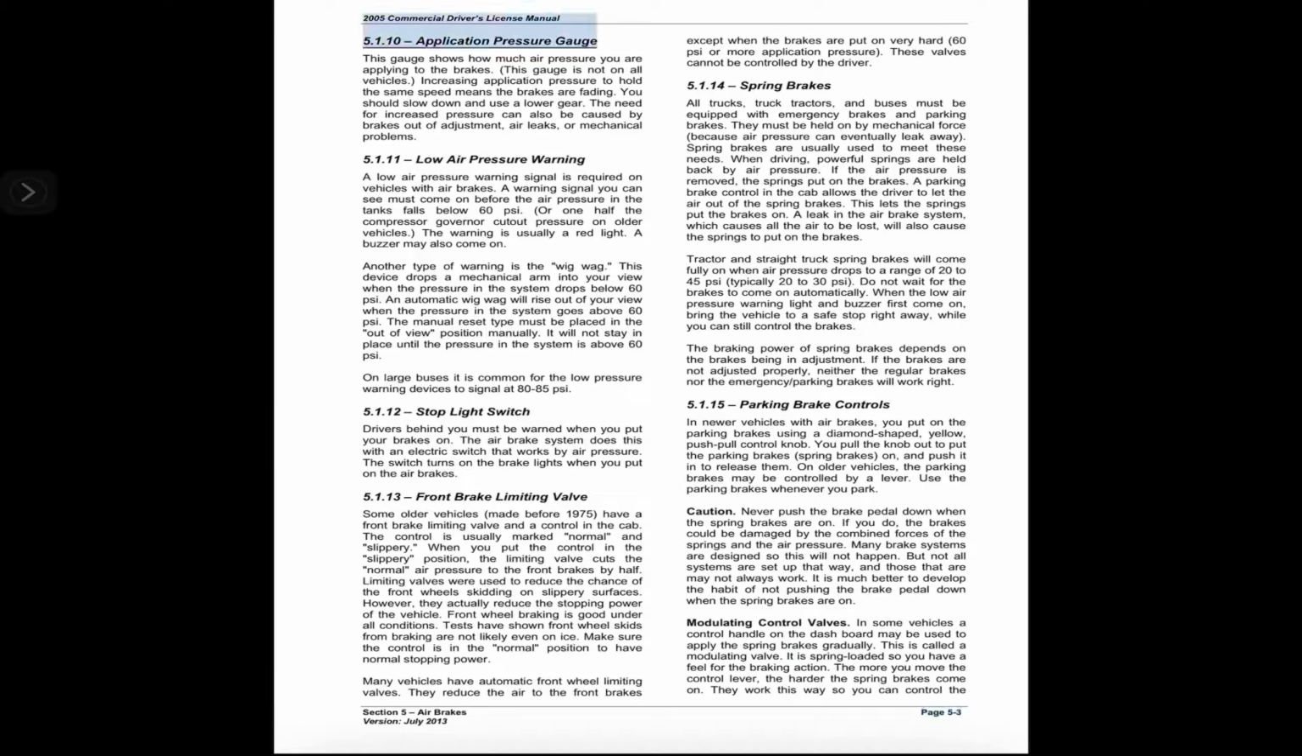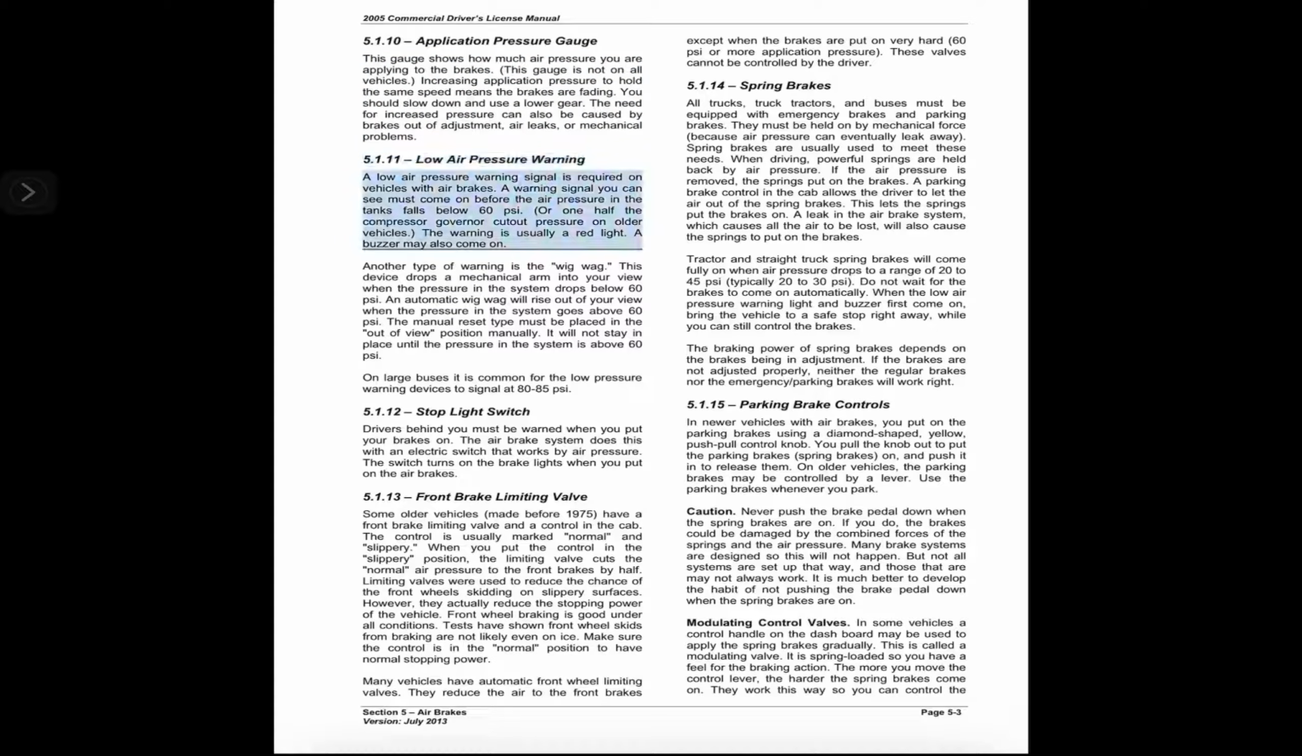Application pressure gauge. This gauge shows how much air pressure you are applying to the brakes. This gauge is not on all vehicles. Increasing application pressure to hold the same speed means the brakes are fading. You should slow down and use a lower gear. The need for increased pressure can also be caused by brakes out of adjustment, air leaks, or mechanical problems.